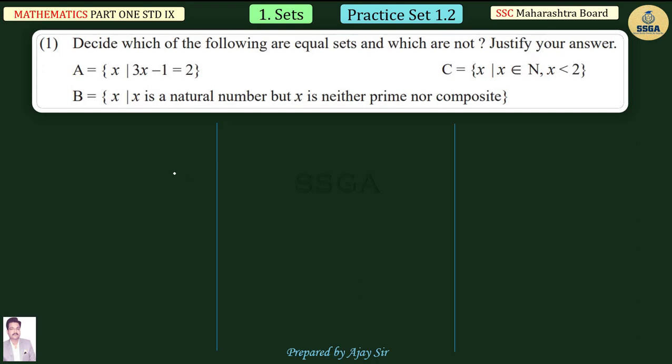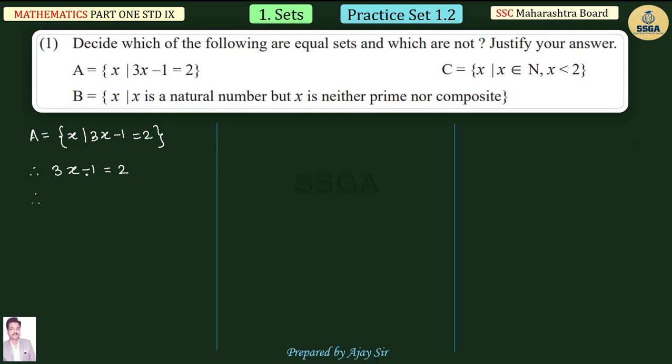So let us start with the first set, that is set A. The set A is curly bracket, x, of all x such that 3x minus 1 is equal to 2. So students, this equation is given. You have to find the value of x from this equation. So the given equation we will write.